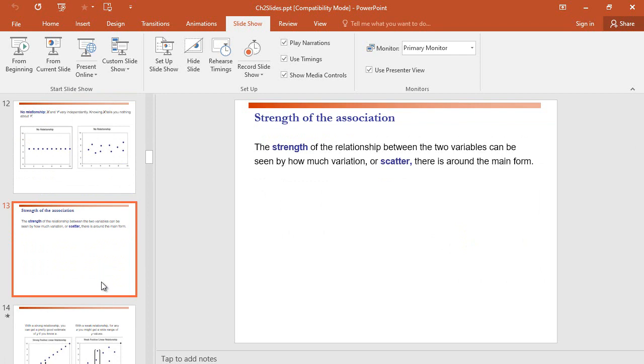The strength of the relationship between two variables can be seen by how much variation or scatter there is around the main form. So if the overall pattern is a straight line, then the closer the points are to the line, the stronger the relationship is, and you can explain the weaker relationship in a similar way.